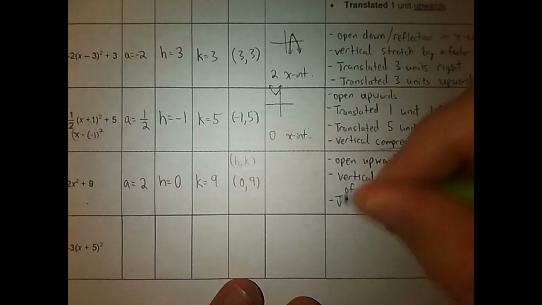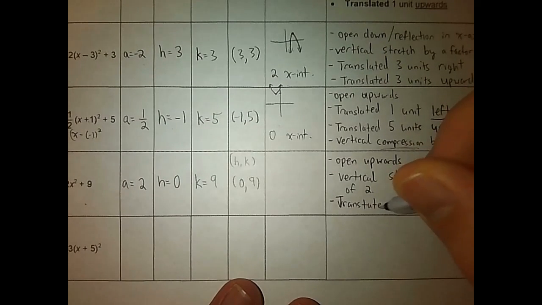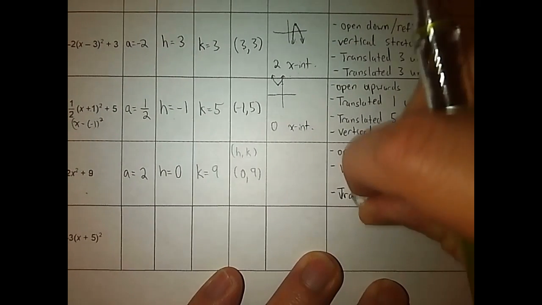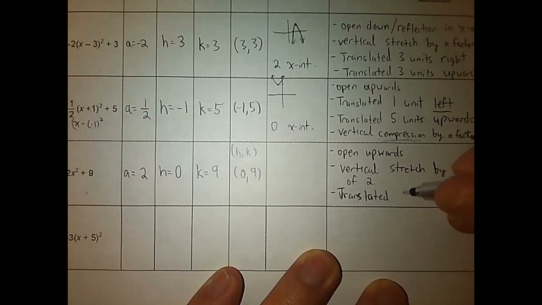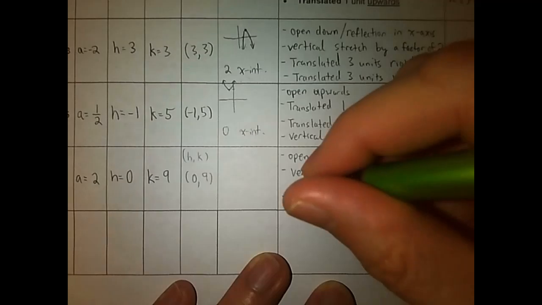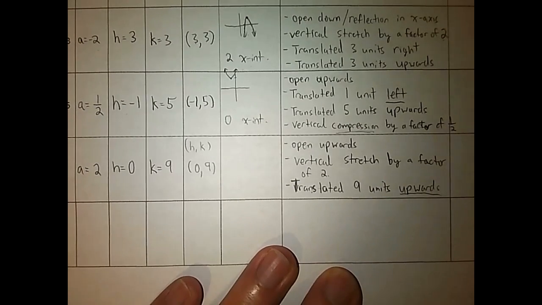Our k value is plus 9, so we are going to have, I wrote this a bit differently, but we're going to say translated 9 units upwards because our k value is positive. So if one of our values is 0, we don't have to write a sentence for it. All of our cases of our k value have also been positive, but if this was like minus 9 or minus 5, it would be translated 9 units downwards instead.